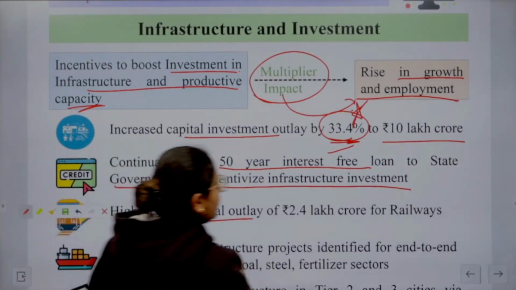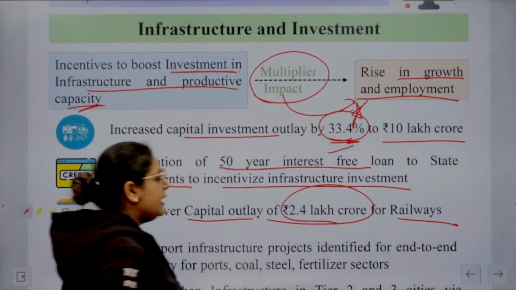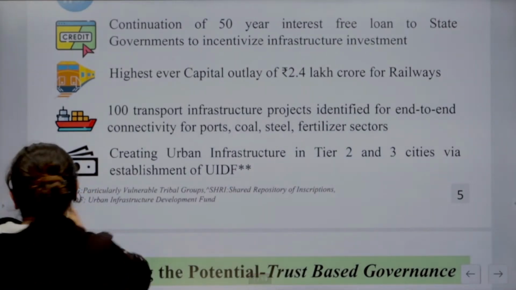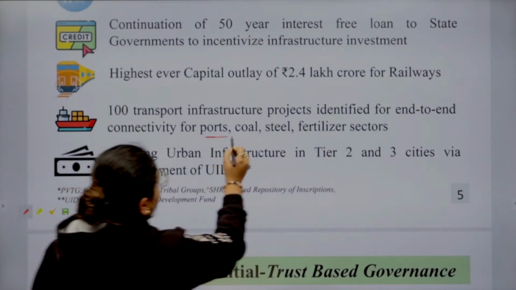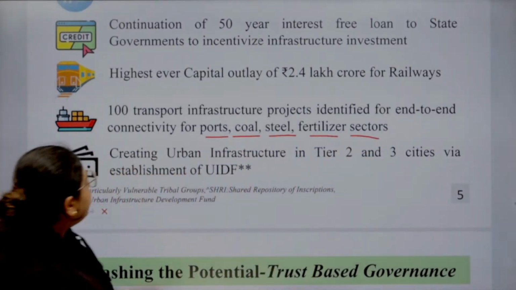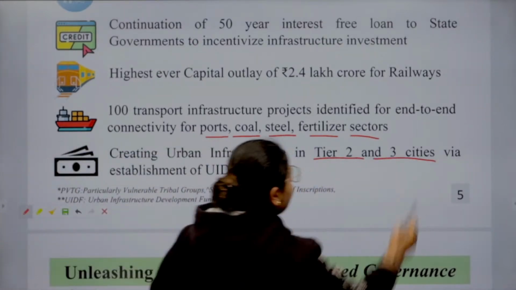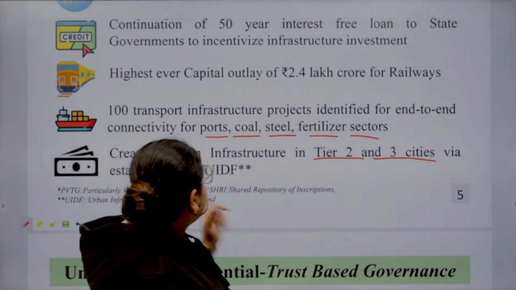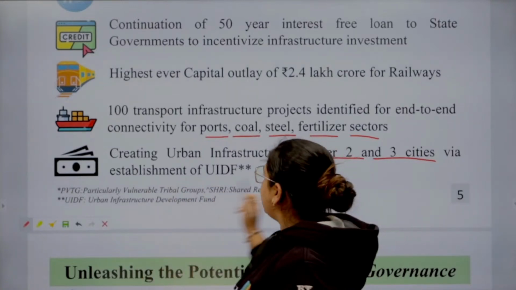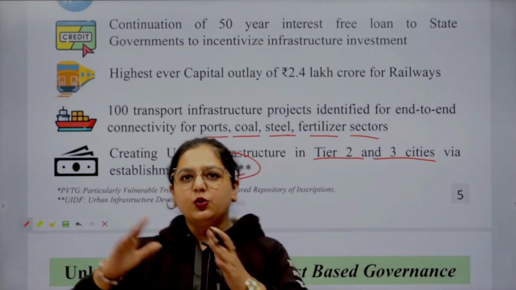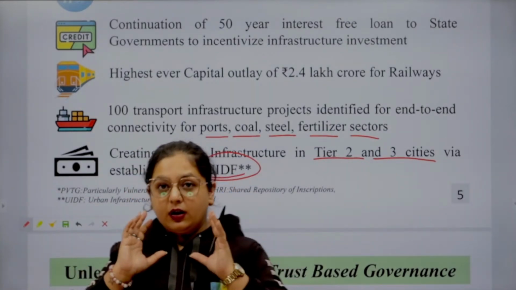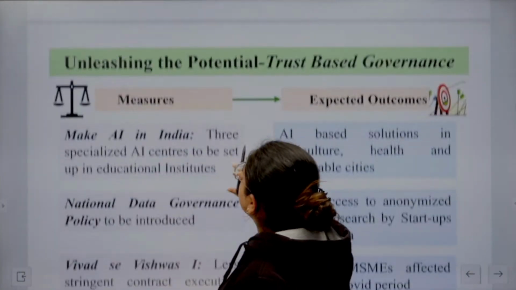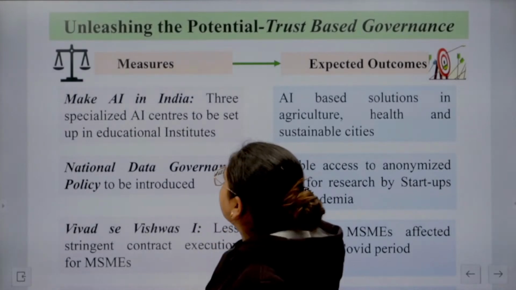Even the highest ever capital outlay is given to the railways at 2.4 lakh crores, right? The next 100 transport infrastructure projects are identified for end-to-end connectivity for ports, coal, steel, and the fertilizer sector, and even urban infrastructure will be created in tier 2 and tier 3 cities via the establishment of UIDF, that is the Urban Infrastructure Development Fund, which we had just discussed before. So via this UIDF, all the tier 2, tier 3 cities will be provided the same class of infrastructure as urban areas, right?